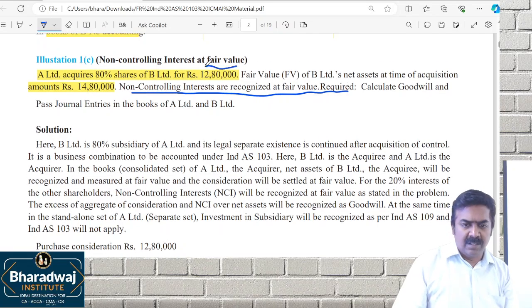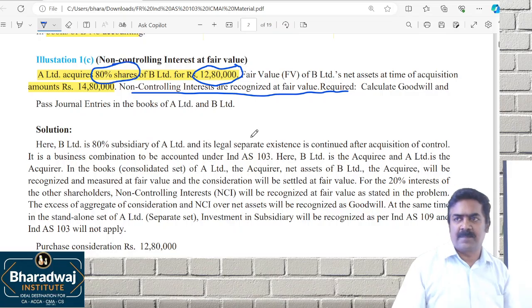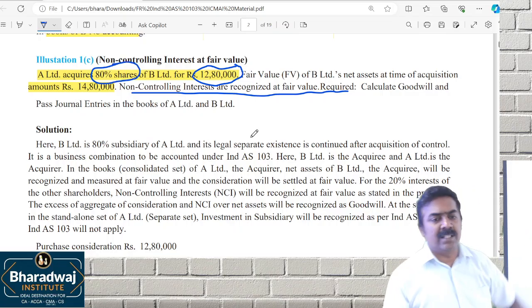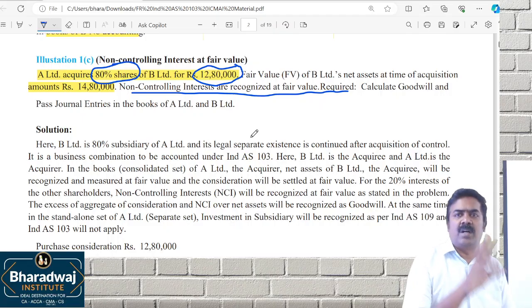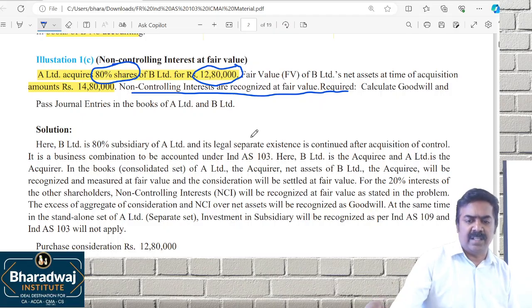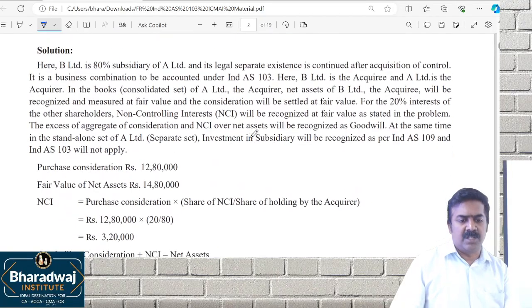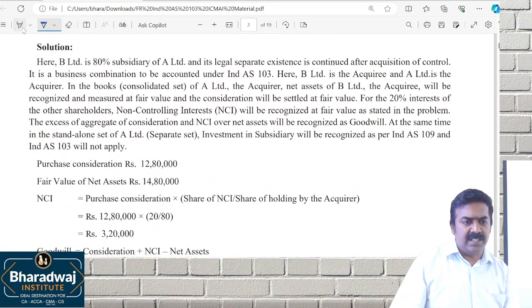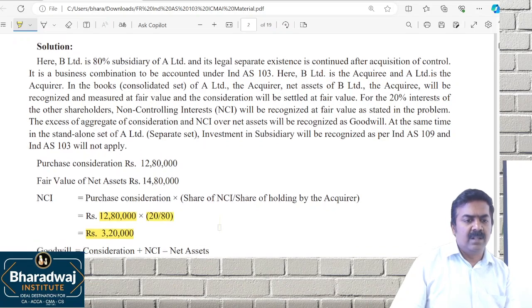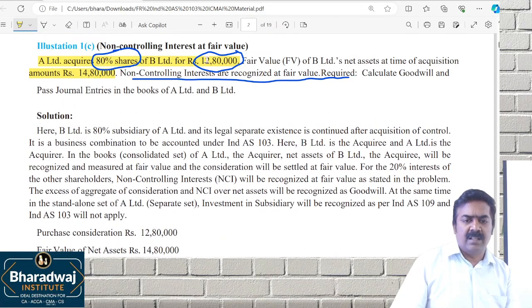Remember it simply. 12,80,000 is for 80%. What is the NCI, that is 20%, how much? If 80% is 12,80,000, what is 20%? NCI value is 3,20,000. Simple. Now, what is the consideration paid?